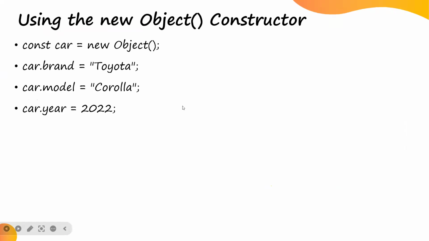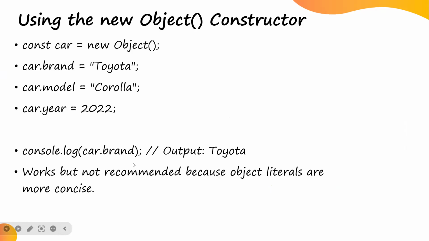So this is how you create an object using the object constructor. This works, but it is not recommended because object literals are more concise. So if you find yourself doing this, just use object literals. Object literals are the recommended way of creating objects, unless you have more to do with it. But let's go on.